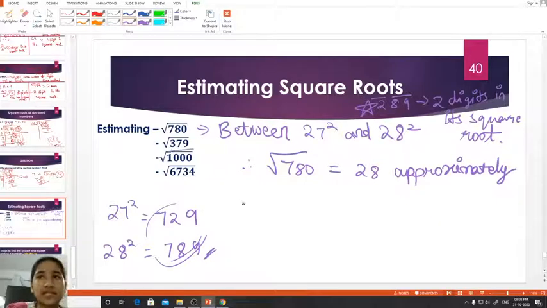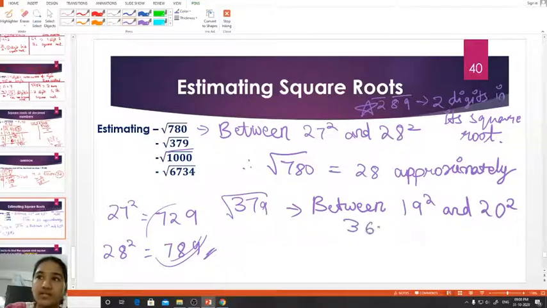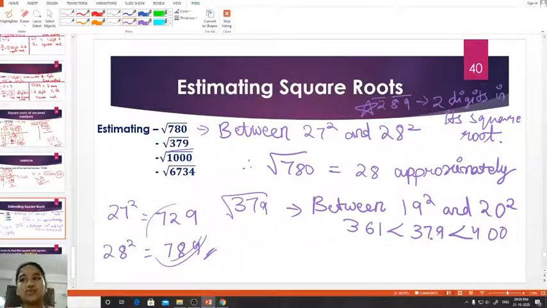In the same way, let's see 379. The number 379 lies between 19 square and 20 square. 20 square is 400 and 19 square is 361. So which is closer to it? That means 361, 379, 400, right? So which is a bit closer to 379?